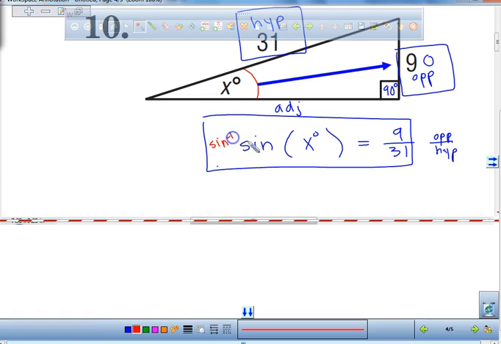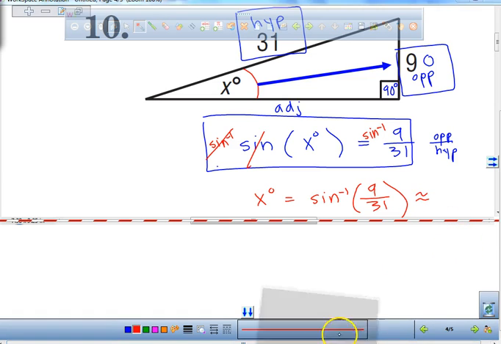If I apply the inverse of sine to this side, and I apply the inverse of sine to this side, when I multiply that, what happens? These cancel out, and x degrees will equal the inverse of sine of 9 divided by 31. And that will give me the approximate value of my angle.